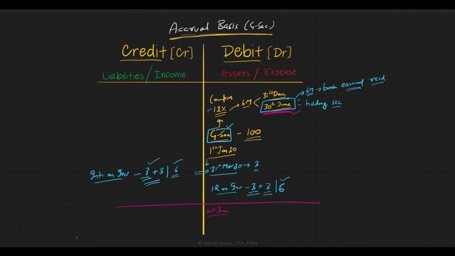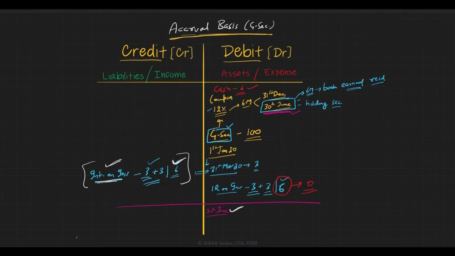So on 30th June when I receive the payment, the entries that will happen is I'll be crediting this income receivable, so it will become 0 and I'll be debiting the cash by 6 as I've received it now. So the receivable has converted into cash. Notice that there will be no impact on the P&L side, which was the interest on investment account, because we have already booked the income.